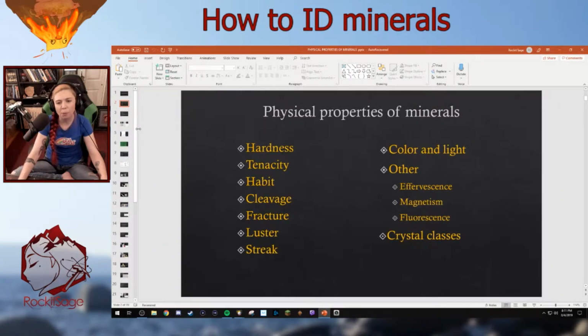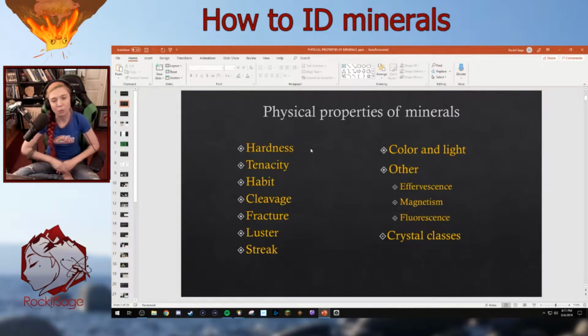All right, so the physical properties of minerals that we use to identify them include hardness, or the ability to scratch a mineral, tenacity, which is how the mineral actually deforms when broken, habit, which is how the mineral grows, the shape it takes when it grows, cleavage, which I just explained to you, how it actually breaks if there is a specific direction in the atomic structure that will allow it to break.